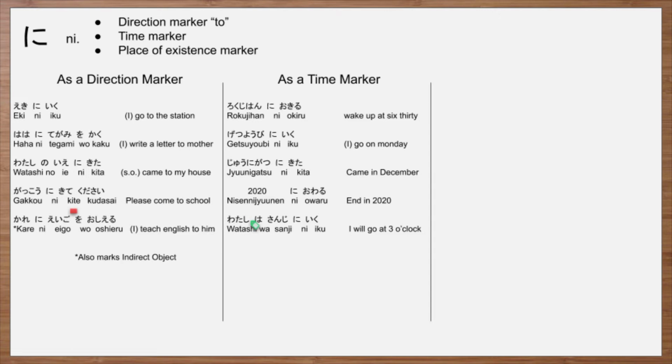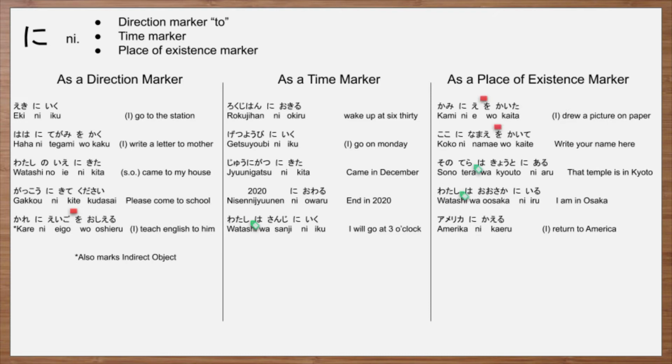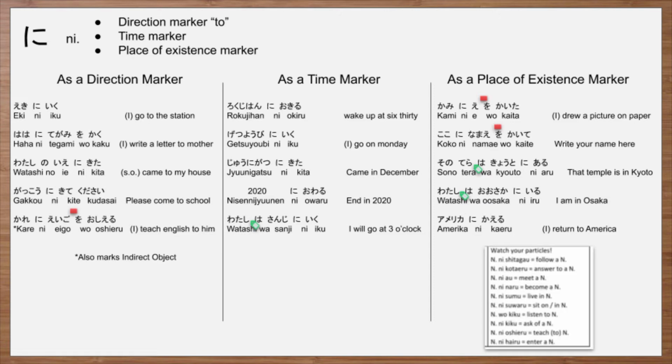And finally, as a place of existence marker. 紙に絵を描いた. I drew a picture on paper. ここに名前を書いて. Write your name here. その寺は京都にある. That temple is in Kyoto. 私は大阪にいる. I am in Osaka. アメリカに帰る. I return to America. The grammar card also has this little key for some verbs that take particular particles for the grammar patterns.